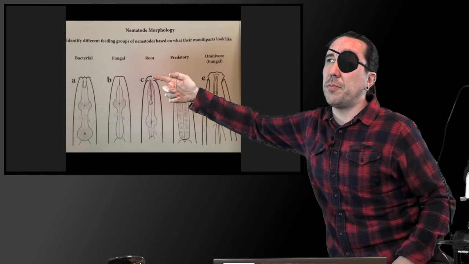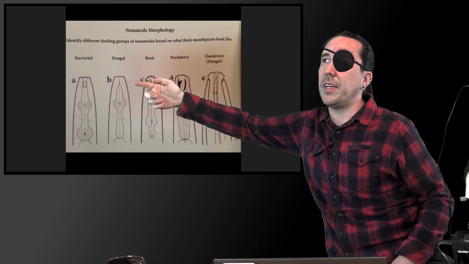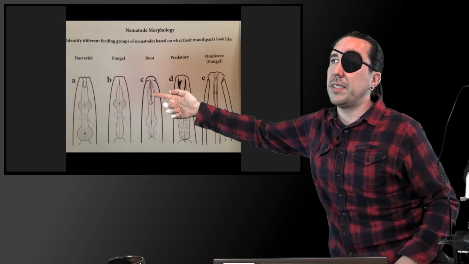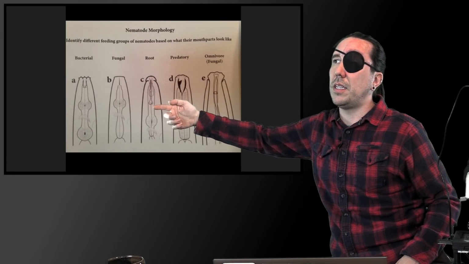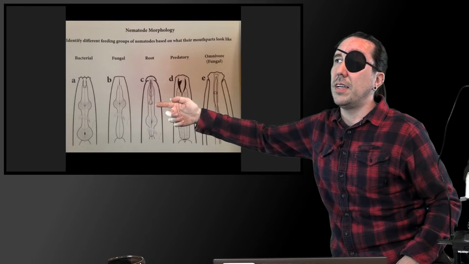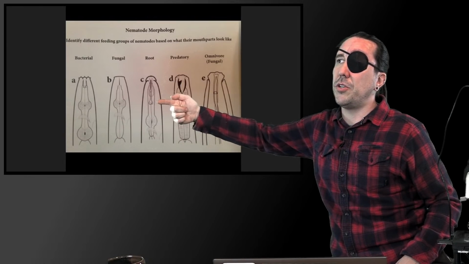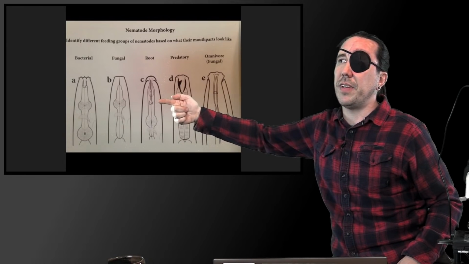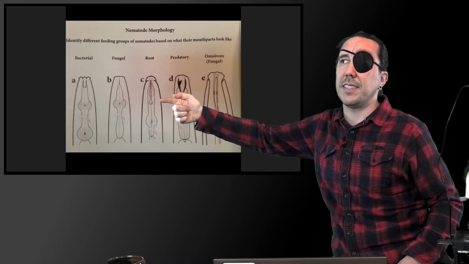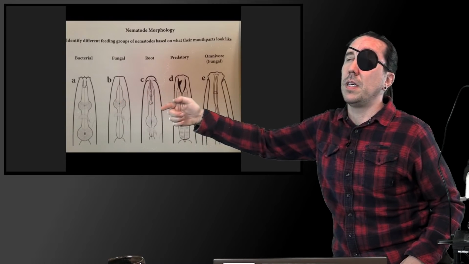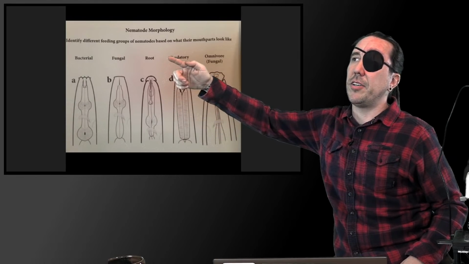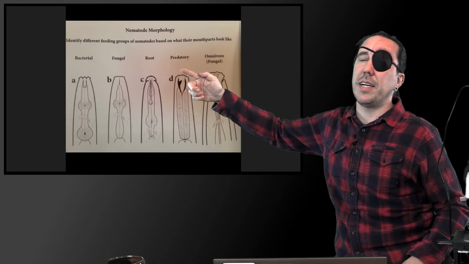To determine the difference between a root feeder and a fungal feeder, if you follow this stylet down to the bottom, you've got two little knobs or nodes there. Those two you're always going to have on root feeders at the base of that stylet, whereas the fungal feeder does not have that. So we've got bacterial, fungal, root feeder, and predatory nematode.